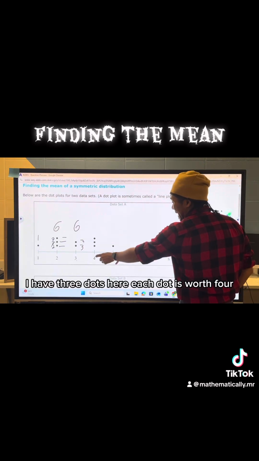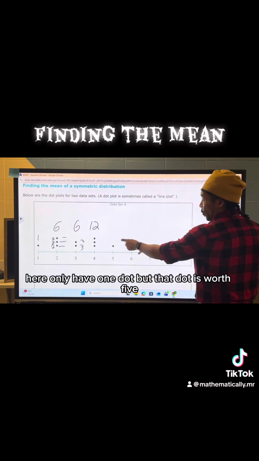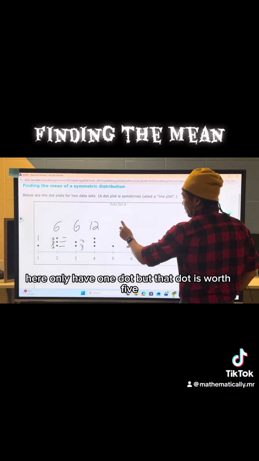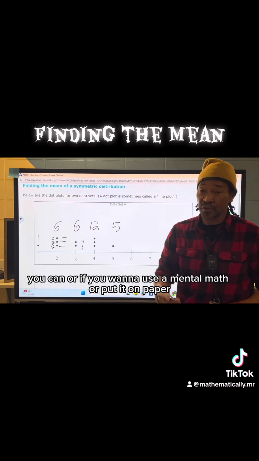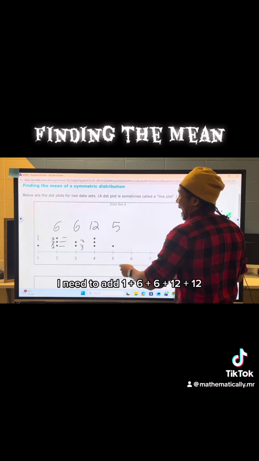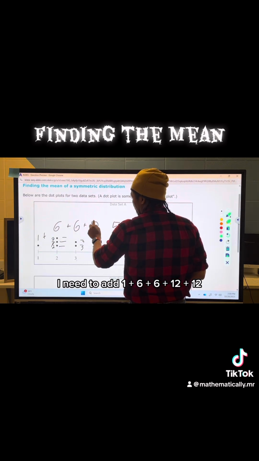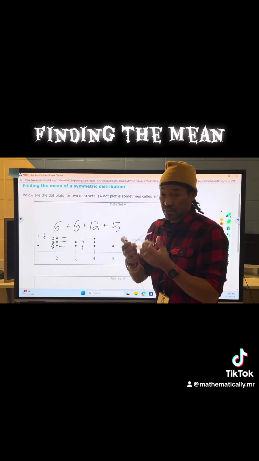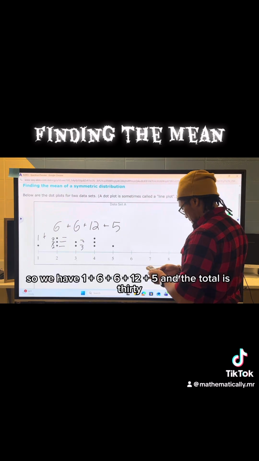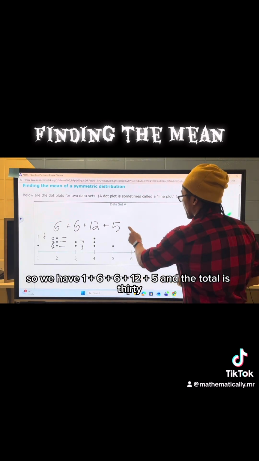I have 3 dots here. Each dot is worth 4, so 4 times 3 is 12. Here I only have 1 dot, but that dot is worth 5. So now we have our values. If you want to use a calculator, you can, or mental math, or paper. I need to add 1 plus 6 plus 6 plus 12 plus 5. In my calculator, I need to put my glasses on. So we have 1 plus 6 plus 6 plus 12 plus 5, and the total is 30.